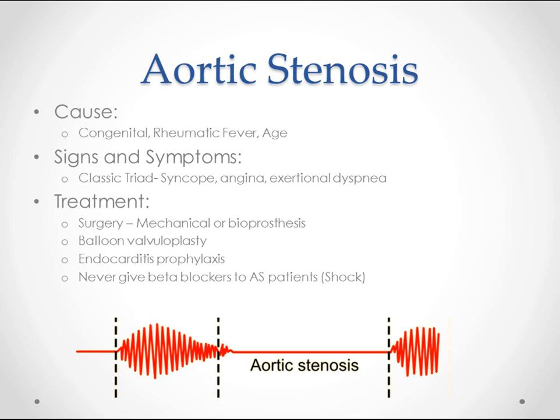And then this says never give beta blockers to aortic stenosis patients. So these people are working pretty hard already just to get the blood out to the body. And so if you give a beta blocker, you're going to slow down the heart as well as decrease contractility of the heart. And they're not going to get enough blood out to their brain, kidneys, etc. So these people can go into shock if you give them a beta blocker.